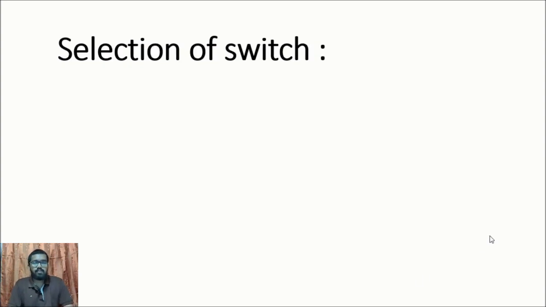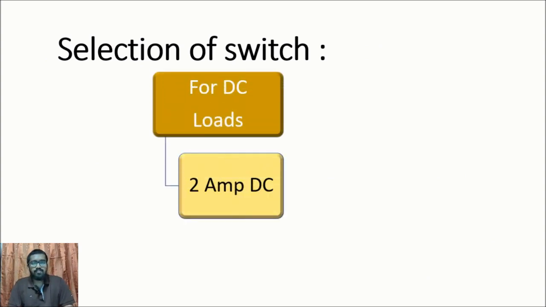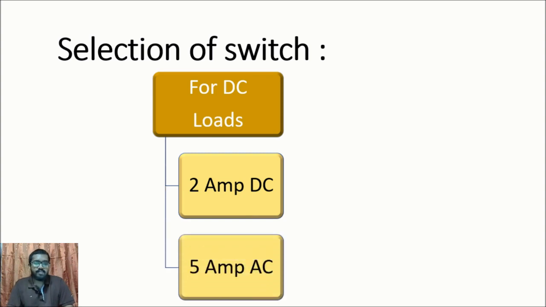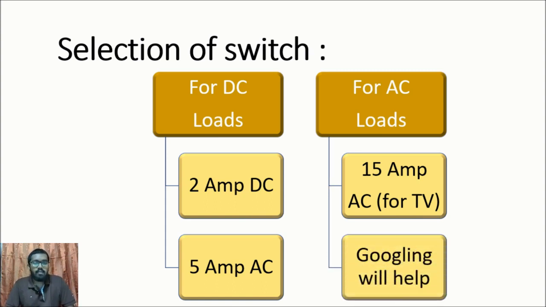Now we will talk about the selection of switch. For DC loads, switch can be two types. You can use 2 ampere DC or 5 ampere AC. Both will be applicable. But for AC loads like TV, 15 ampere AC switch will be required. And for the other AC loads, for higher loads, Googling will help you for selecting the switch.